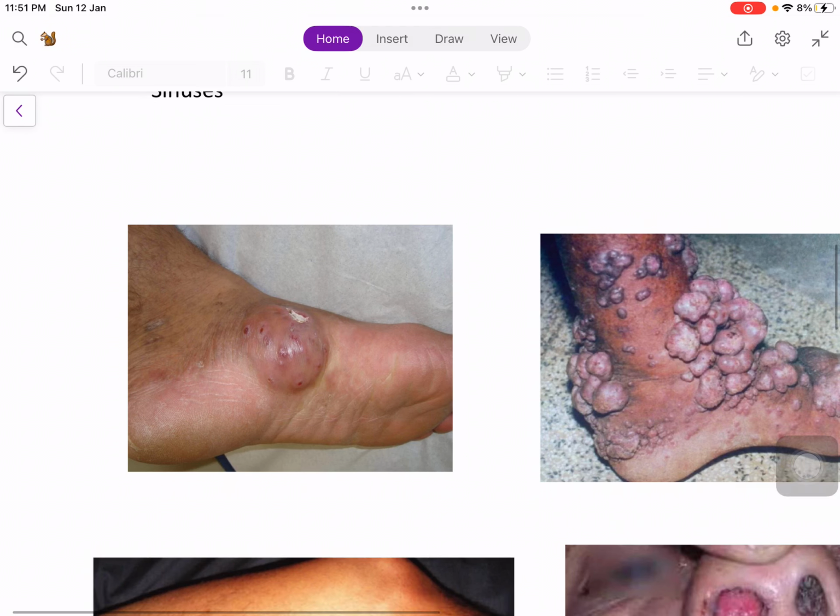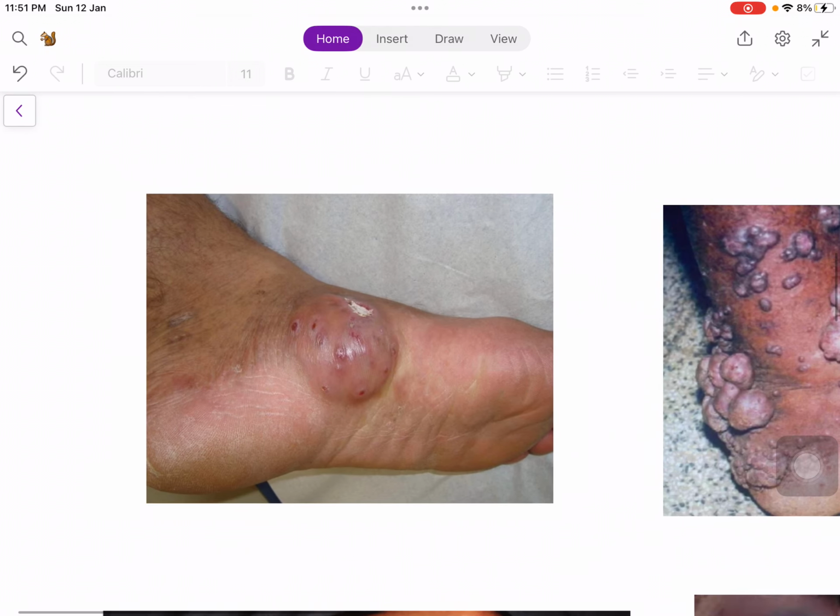So this is the picture of mycetoma. We can see there's a swelling. There are multiple discharging sinuses, and if not in the picture, there will be history of discharge or granules coming out of those sinuses.